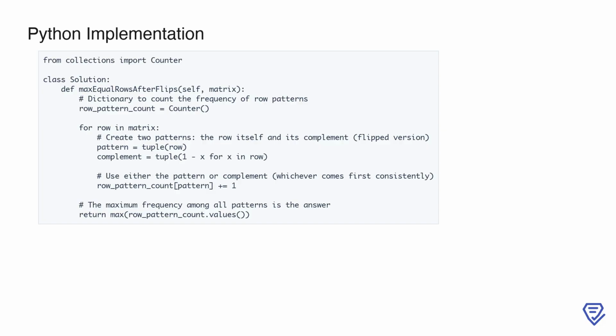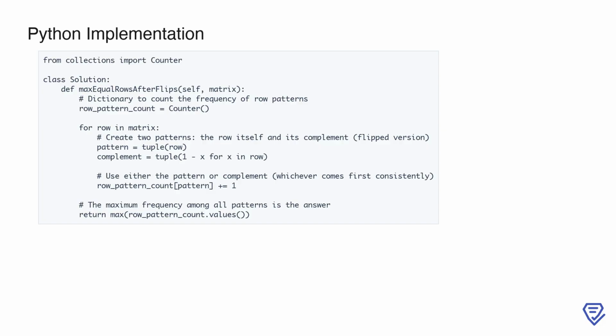2. Processing each row. We loop through each row of the matrix. For each row, we create 2 patterns. The row itself, represented as a tuple. The complement, the flipped version, of the row, where all 0s become 1s and vice versa. 3. Counting patterns. We update the frequency count of the row pattern in the row_pattern_count dictionary. This ensures that we account for both the row and its flipped version.